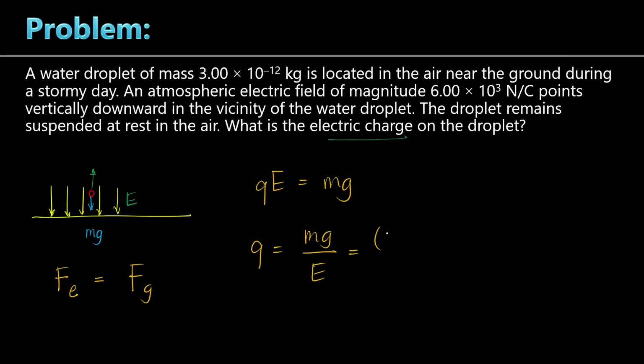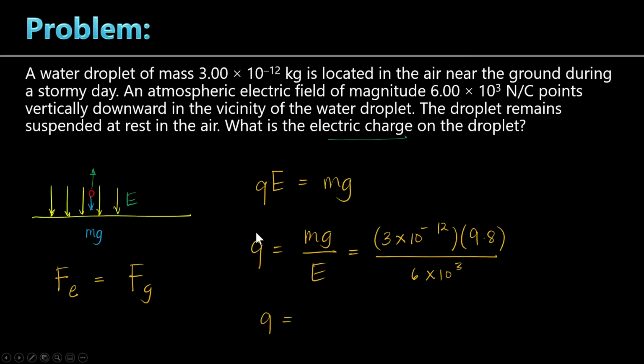Ano yung mass ng droplet? 3 times 10 raised to negative 12. Of course, that's in kilograms. The acceleration due to gravity is 9.8 meters per second squared divided by the magnitude of the electric field, which is 6 times 10 raised to 3.